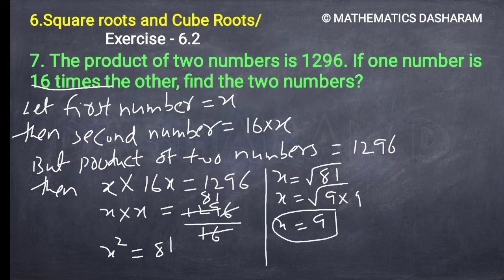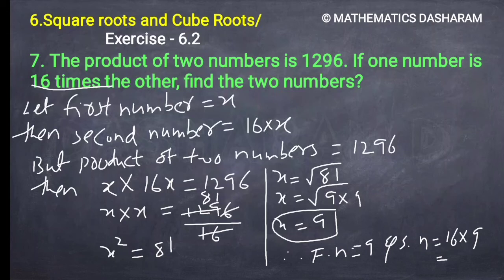So then what is the first number? Therefore the first number is 9, and the second number is what? 16x, 16 into 9. So 16 into 9 equals 144. So the two numbers are 9 and 144.